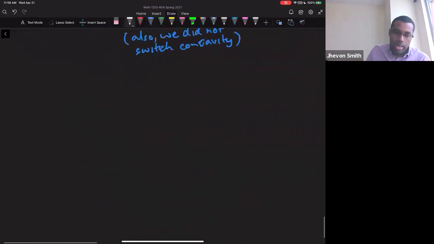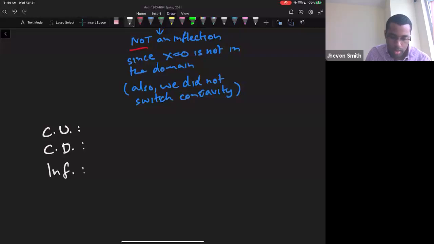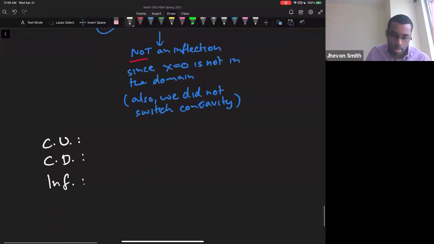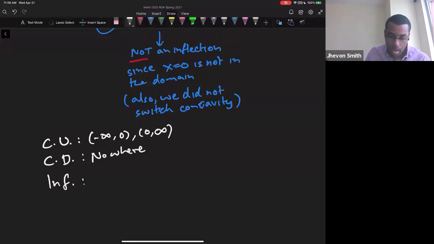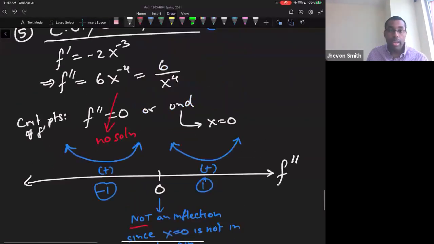So what we can conclude from this is, where is it concave up? Where is it concave down? Where are the inflection points? It's concave up almost everywhere, from negative infinity to 0 and from 0 to infinity. It's concave down nowhere. And inflection points, none. So we have that.